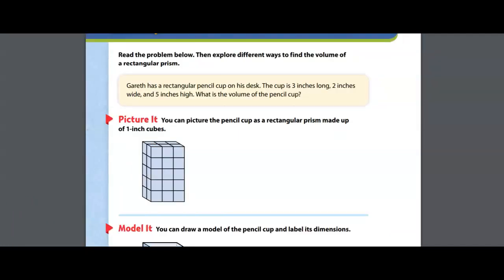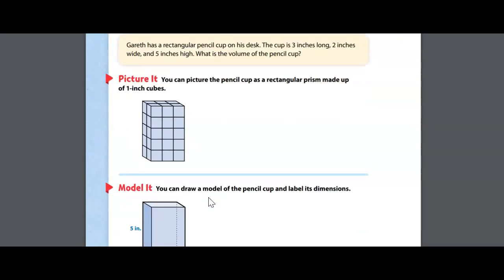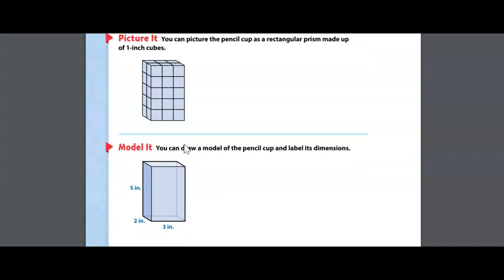So now we're going to explore different ways to find the volume of a rectangular prism. Gareth has a rectangular pencil cup on his desk. The cup is 3 inches long, 2 inches wide, and 5 inches high. What is the volume of the pencil cup? So we can do one of 2 things. We can picture it by using the picture of the pencil cup as a rectangular prism made up of 1-inch cubes as we see below. Or we can model it by drawing a model of the pencil cup and labeling its dimensions.